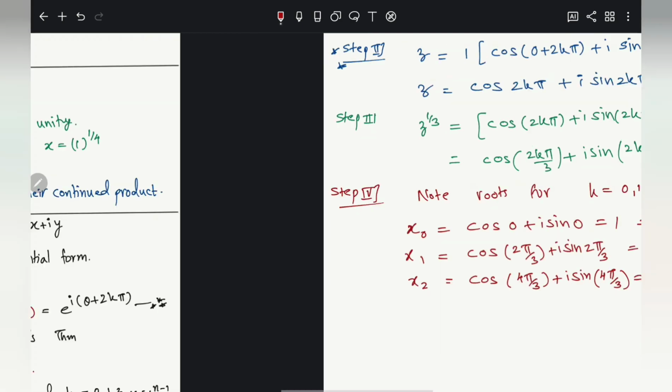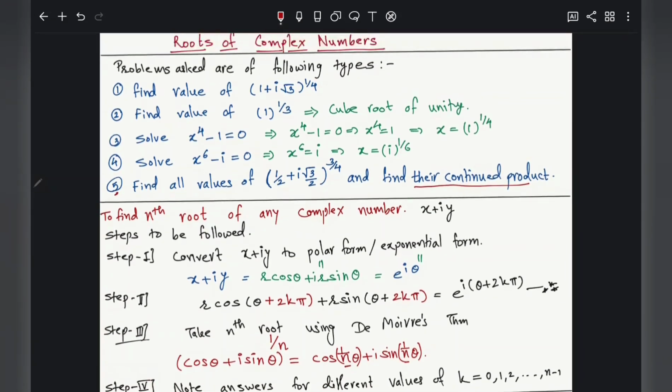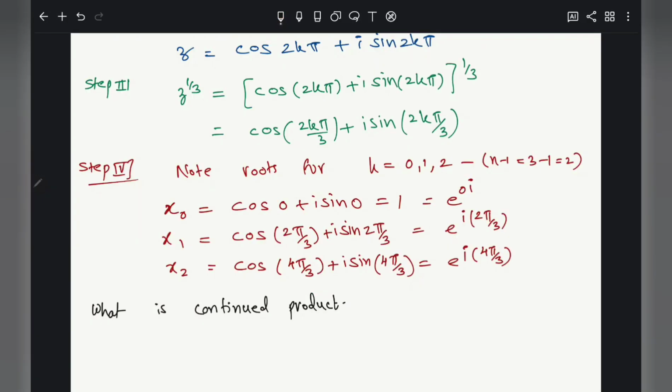Okay, if you see here, find the continued product. It is asked for this particular question, but if it is asked for other questions, it will help you if you write it in exponential form. So what is continued product? You just need to write down x0 into x1 into x2.